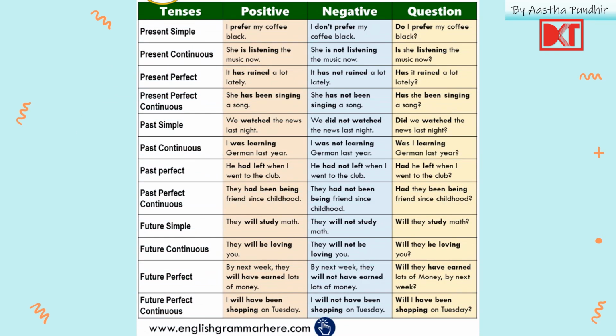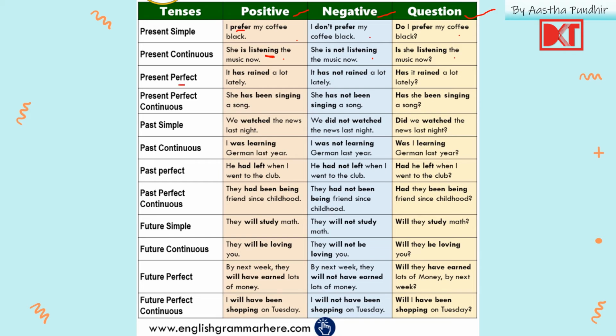Here I've just put a flow chart taken from the internet, which has tenses and their probable sentences in positive, negative and questions. Now for present simple, you see we form it with the subject, then the V1 form and the object. Like I prefer my coffee black, I don't prefer my coffee black, or do I prefer my coffee black. Present continuous, we have ing. She is listening to the music now. She is not listening to the music now. Is she listening to the music now?